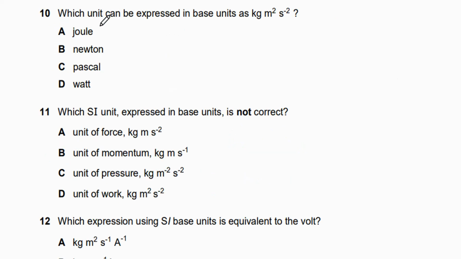In number 10 it says, which unit can be expressed in base units as kilogram meters squared per second squared? Let's look at A. We know that a joule is the derived unit for energy. So in order to answer this question, we need to express energy in terms of the SI base units. Now, we know that energy is work done. So the work done, or energy, is force times the displacement. We also know that F equals ma.